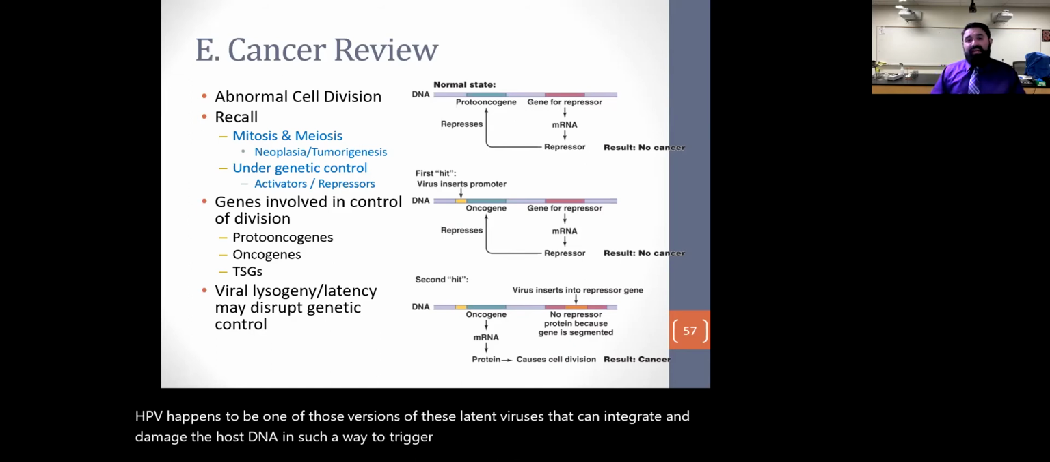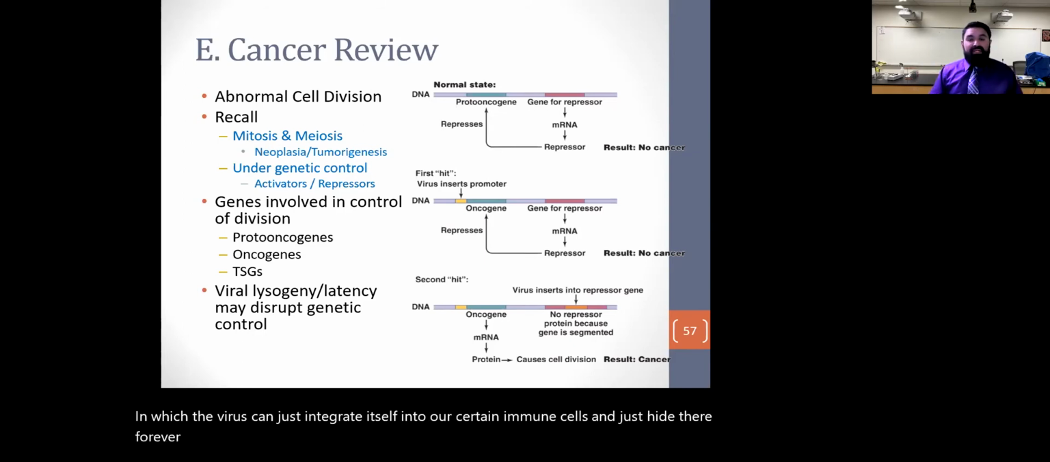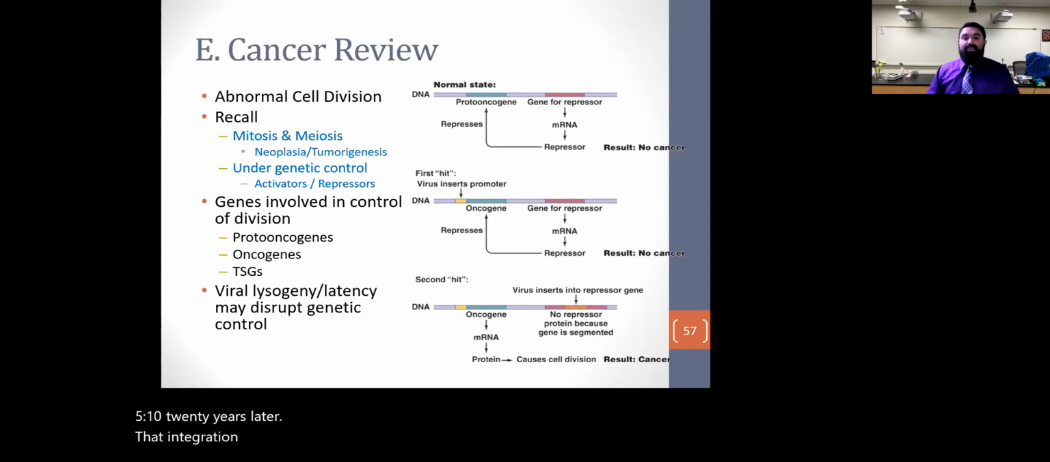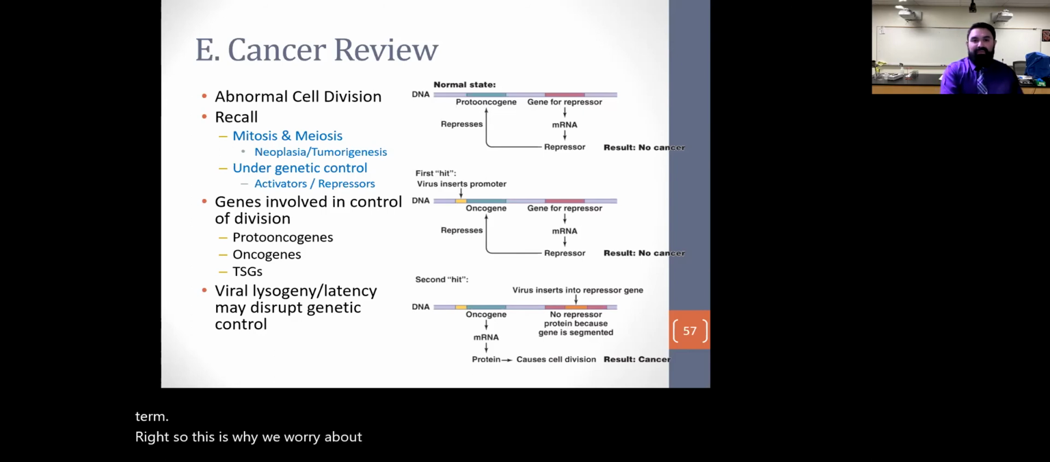There's other ones that can damage it without really triggering cancer, like HIV, in which the virus can just integrate itself into certain of our immune cells and just hide there forever. This is why sometimes the onset of AIDS, specifically from HIV, can take place 5, 10, 20 years later. That integration, that latency that happens with these viruses has a significant effect long-term, right? So this is why we worry about viruses, just aside from causing disease.